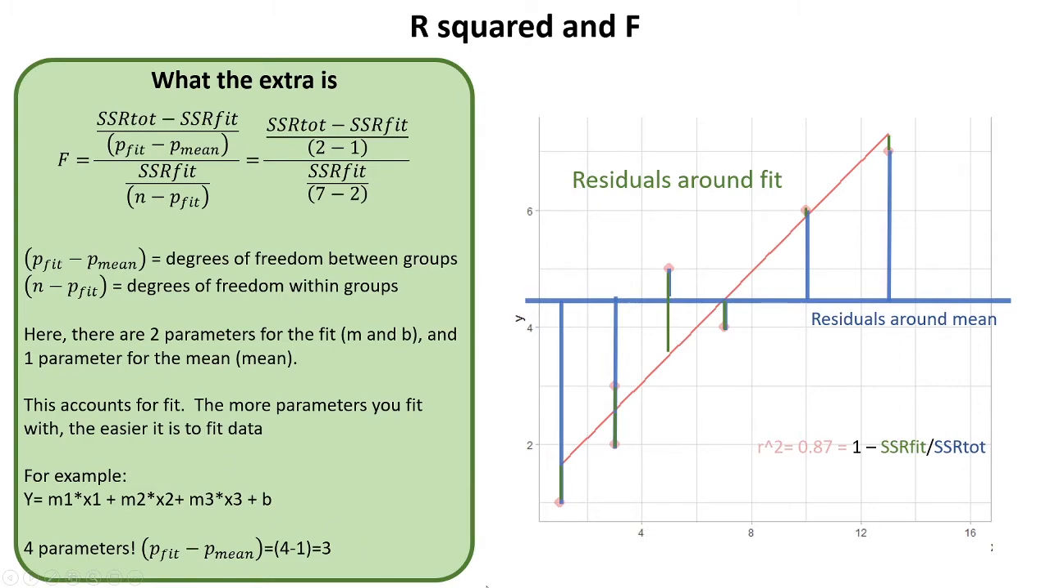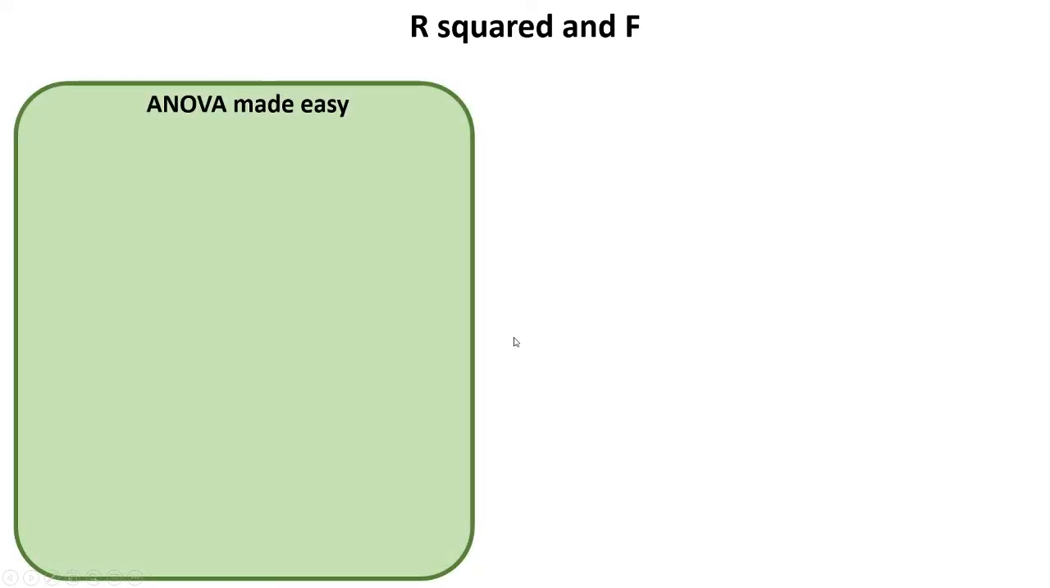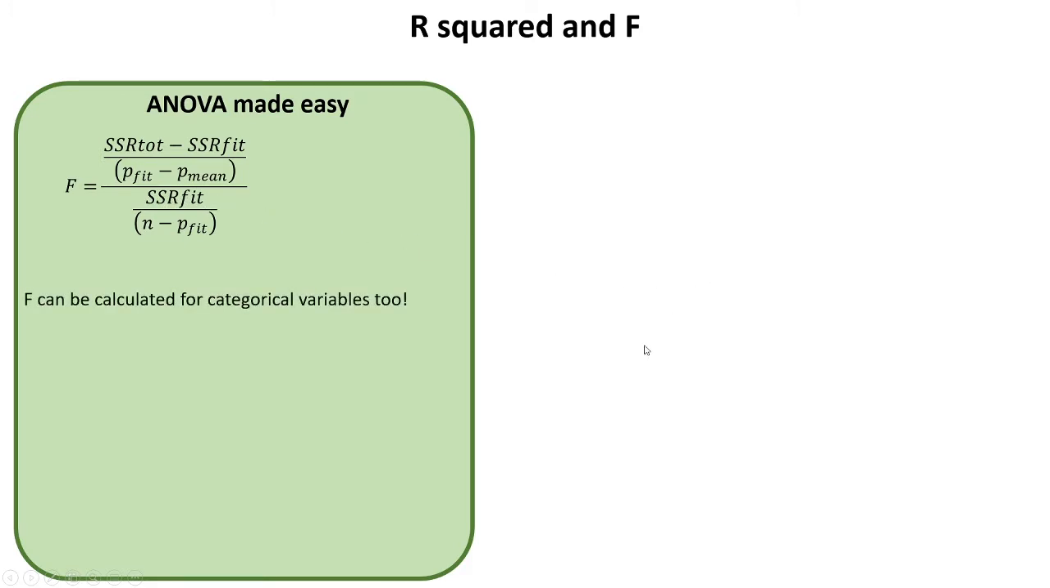So this is how we would do it for a regression, but we care more about how we're going to do it for categorical variables. Just like we calculated the F for a linear regression, we can also do it with an ANOVA, and this makes ANOVAs pretty easy. So our calculation for F remains the same. We have our sum of squared residuals total minus sum of squared residuals fit over our degrees of freedom term, divided by our sum of squared residuals for the fit. So we can do it for categorical variables too, which is what an ANOVA is.